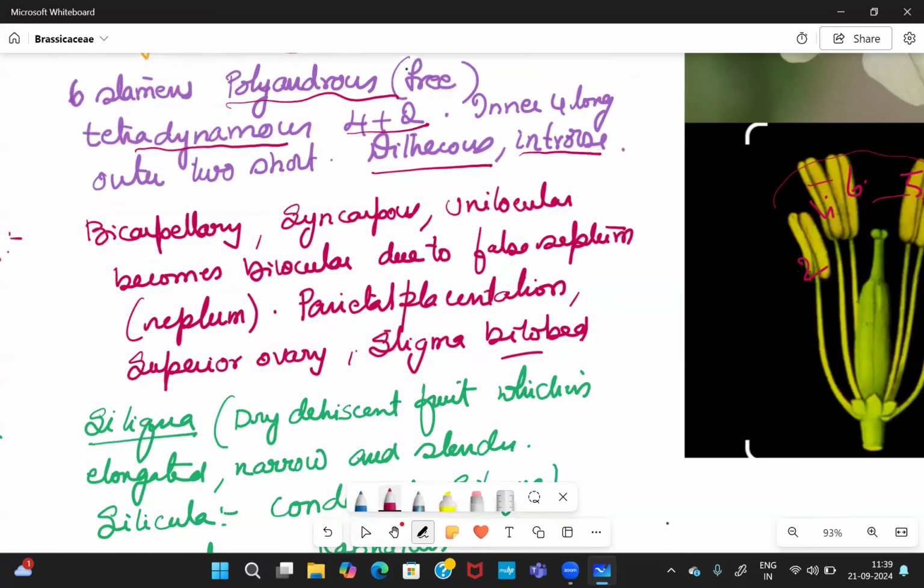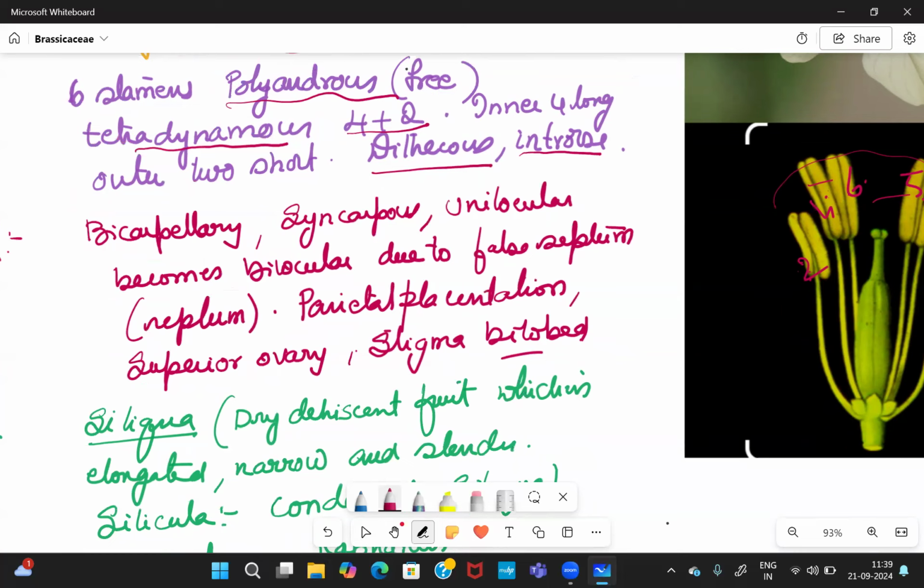Tell me, in Fabaceae, diadelphous condition, they are showing cohesion. And in Malvaceae, monodelphous condition, they are showing cohesion, and epipetalous condition also, that is adhesion. Adhesion and cohesion both are shown by Malvaceae, and Fabaceae shows only cohesion.